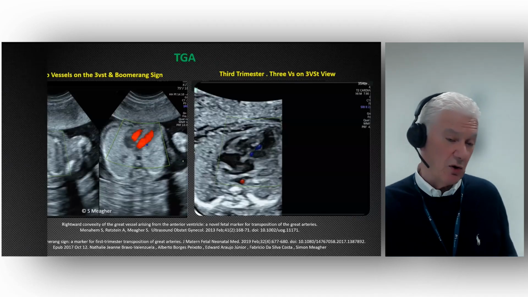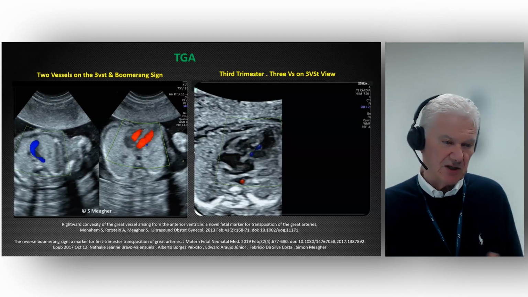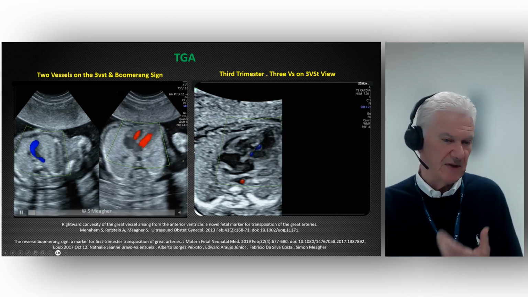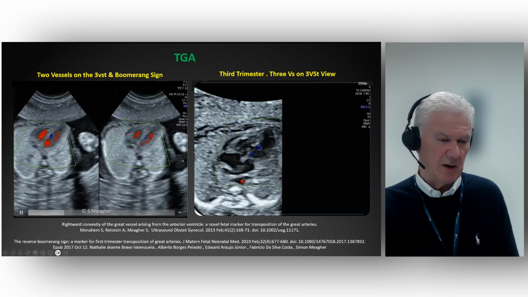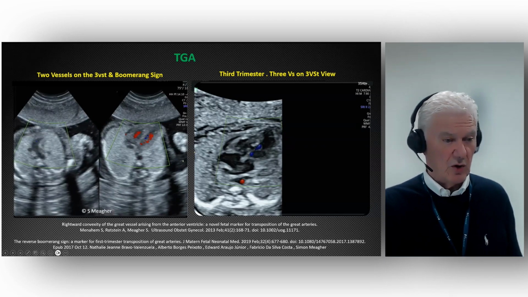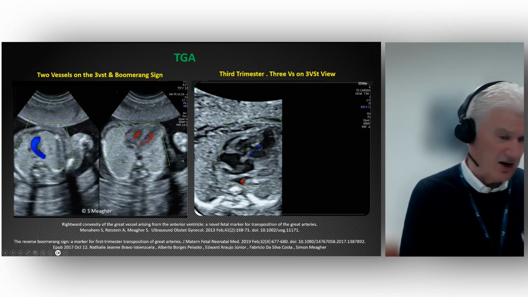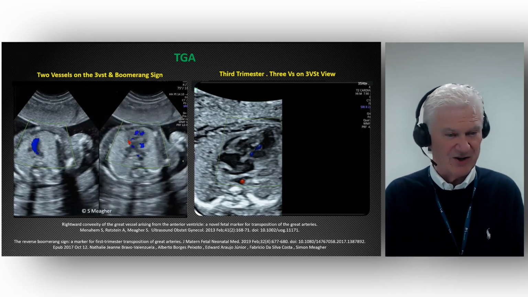Transposition of the great arteries, we all know how important it is to make this diagnosis because of the benefits in terms of outcomes, if you know about things prenatally. We've reported on the sign in the first trimester of a 4-chamber view of heart, then sweeping up to the 3-vessel tracheal view and seeing the reverse boomerang. We also reported it as a sign marker in the second trimester across 19 consecutive transpositions of the great arteries.